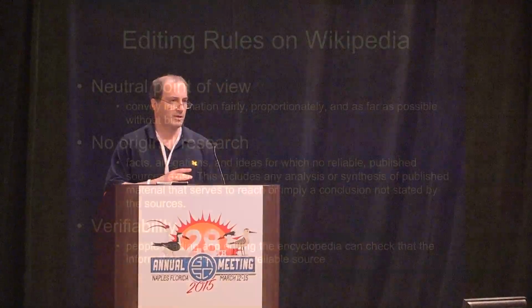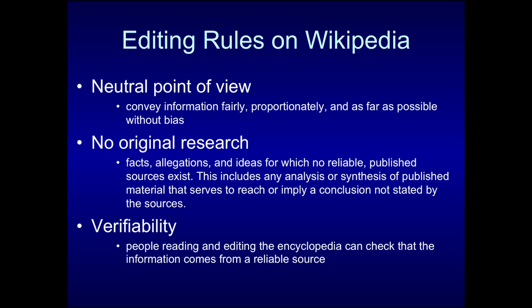There are 3 rules that run Wikipedia. All edits must include a neutral point of view. And if you think about these rules as I go through them, think about how we run a journal and how we do the articles that Alec just talked about. There has to be a neutral point of view. You must convey information fairly, proportionately, and as far as possible without bias.